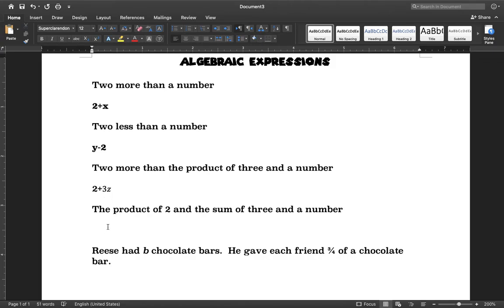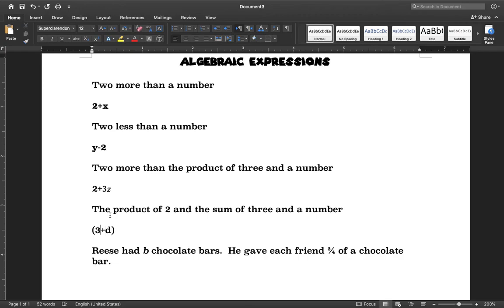Next, the product of 2 and the sum of 3 and a number. So here, it's 3 plus, let me use d, 3 plus d. Since I want to add 3 plus d first, I'm going to put it in parentheses. Easy as that.